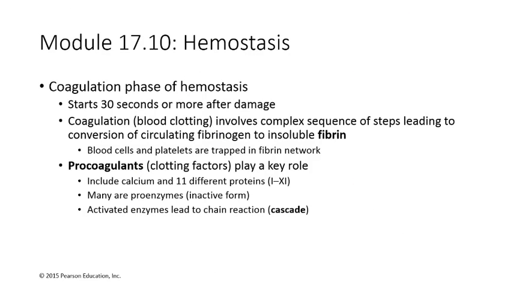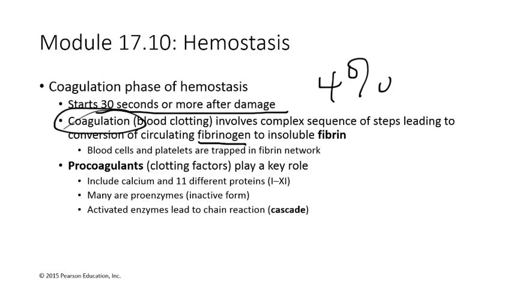Finally, there's a coagulation phase of hemostasis, and this is going to be starting about 30 seconds or more after damage. The coagulation, the blood clotting, is going to be a whole series of steps. But recall that the third most abundant group of proteins in your blood are the fibrinogens. They account for about 4% of your blood proteins. Fibrinogen is soluble. It's dissolved in your blood.